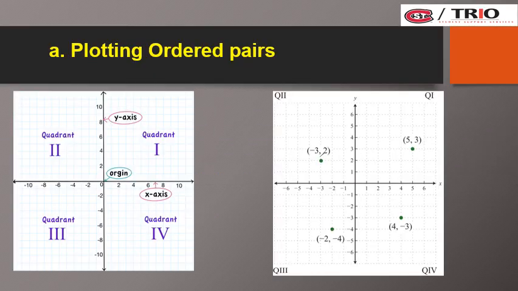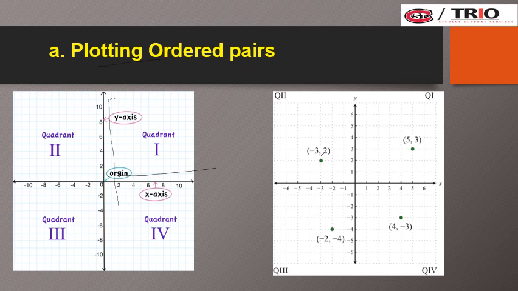Before we start our concept plotting ordered pairs, let's learn a little bit about graphs and planes. Basically, on a number line, each point is a graph of a number. But on a plane, each point is a graph of a number pair. To form the plane, we use two perpendicular number lines, to be precise, which are called axes.